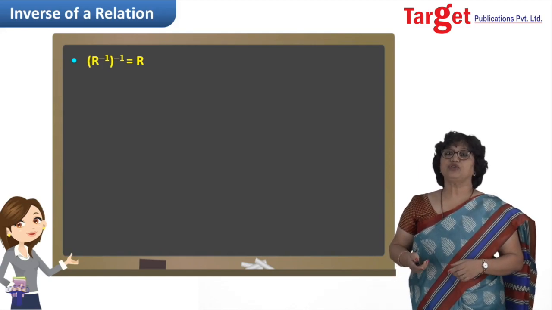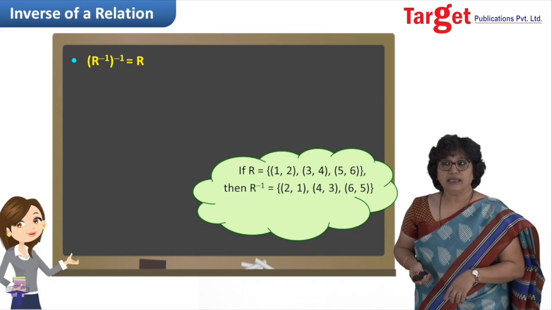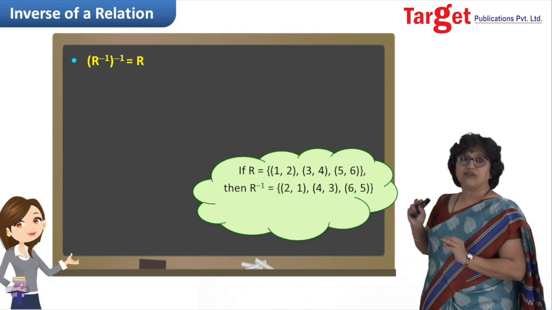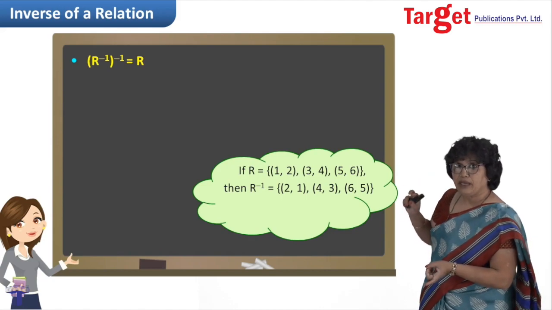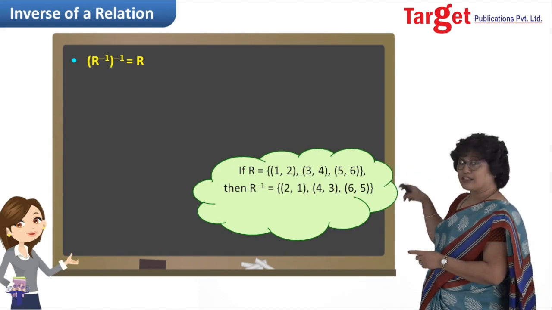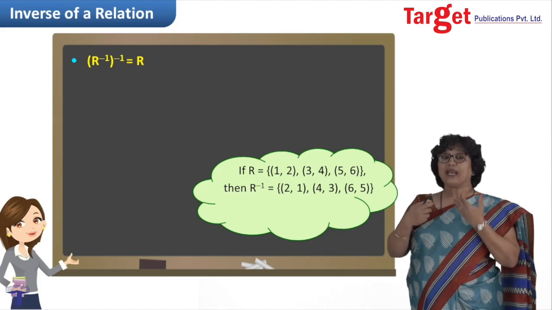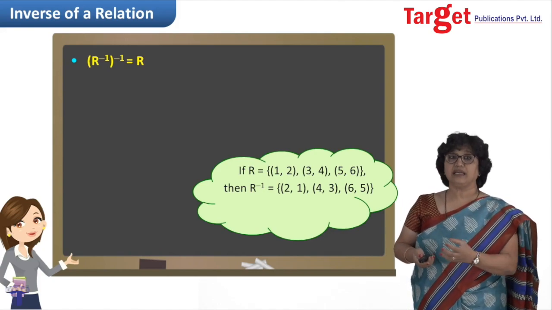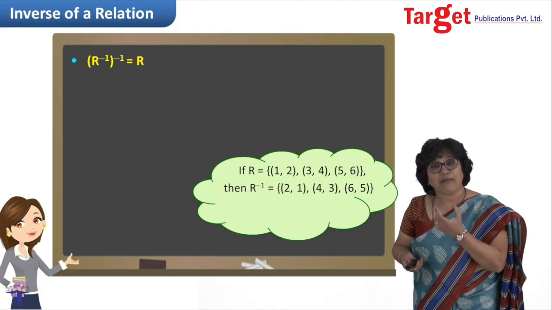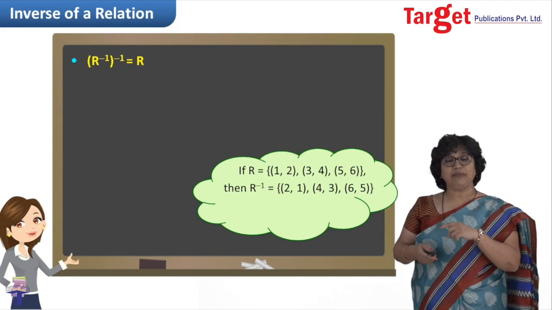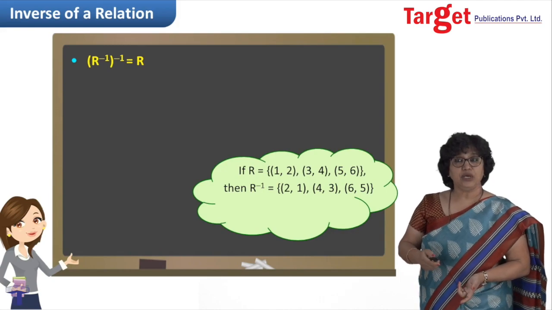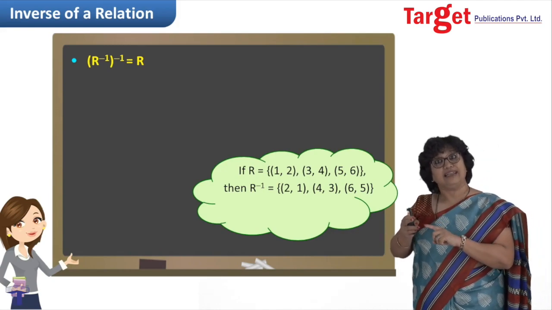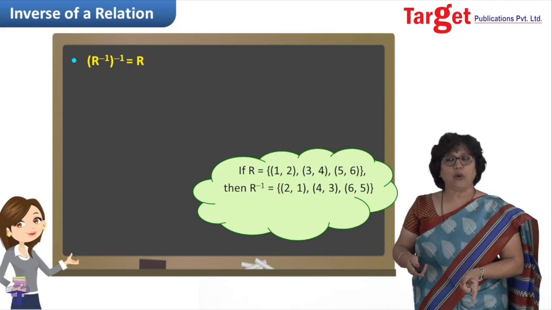So if I take one example, suppose relation R is (1, 2), (3, 4), (5, 6), then R inverse should be (2, 1), (4, 3), (6, 5), right? Now what I have done is written those pairs in the reverse order. And now if I am asked to write the inverse once more, what will I do? Again I write those ordered pairs in the reverse order, so that (2, 1) in the reverse order now becomes (1, 2).